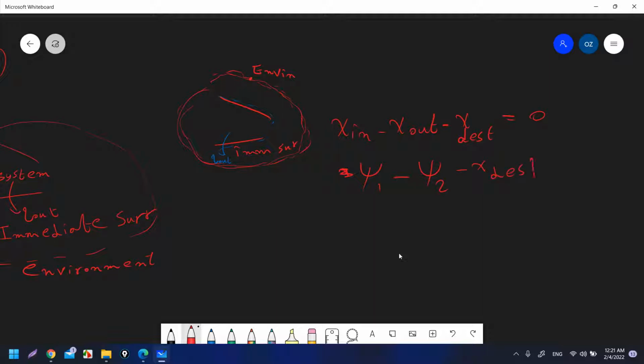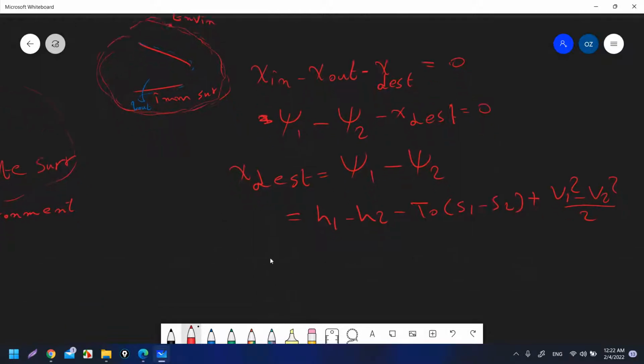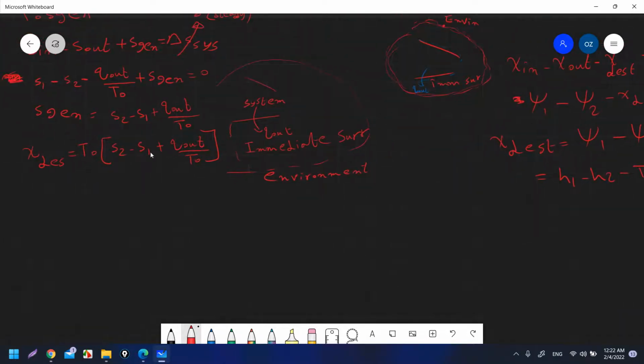So X destroyed, equal to 0, will equal psi 1 minus psi 2, flow exergy 1 minus flow exergy 2, and this will equal h1 minus h2 minus T naught times S1 minus S2 plus V1 squared minus V2 squared over 2. This one should equal the value from the previous one.